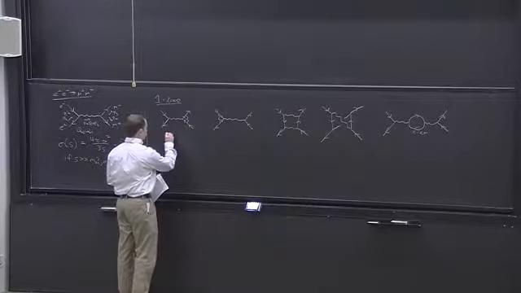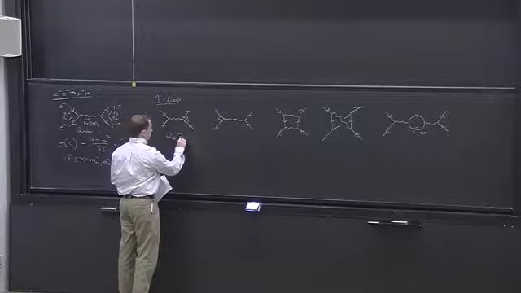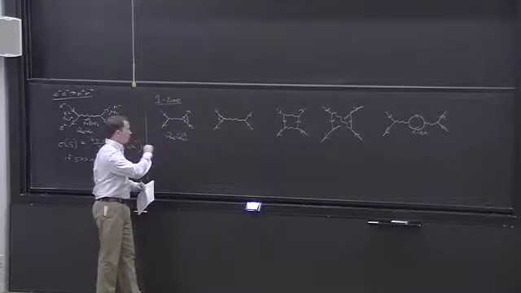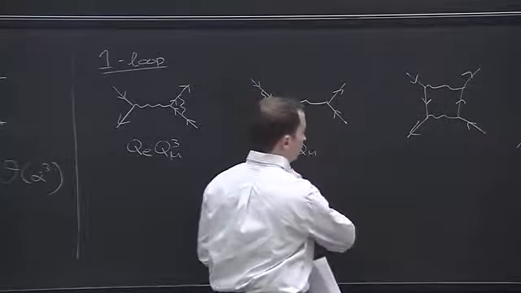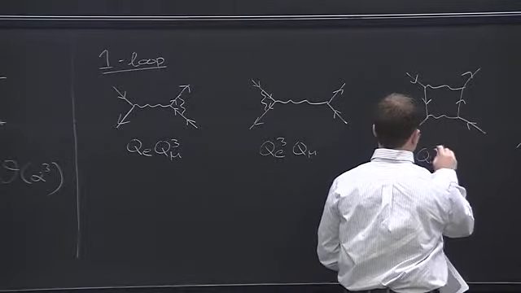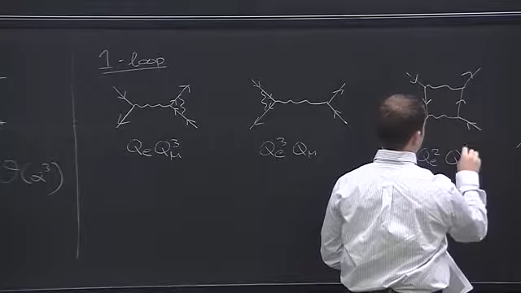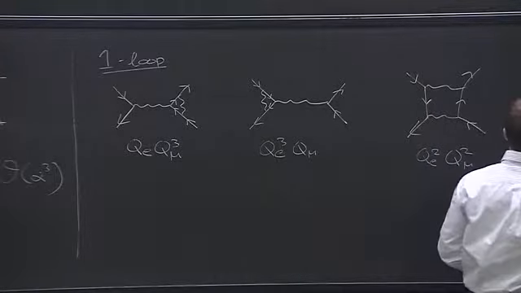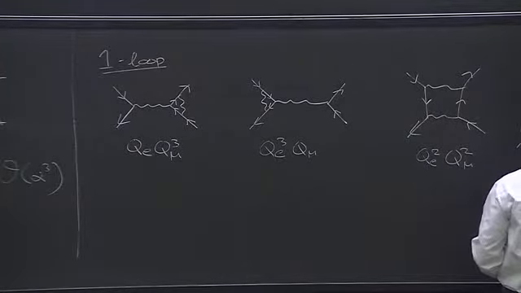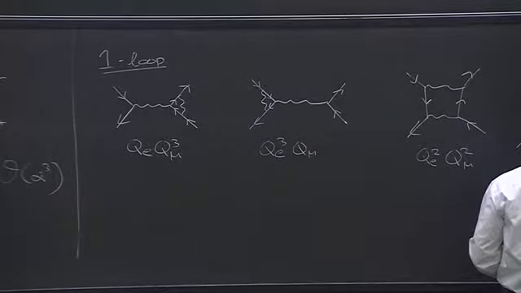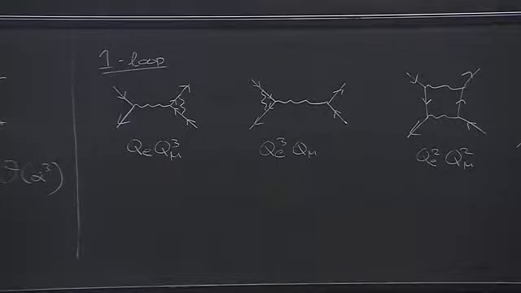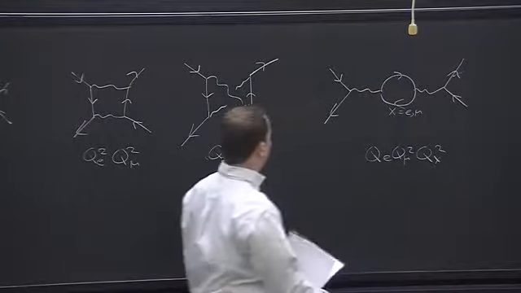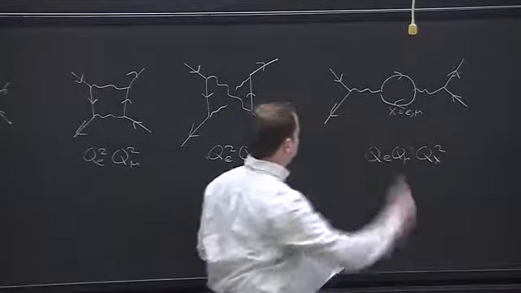So this diagram will be order QE Q mu cubed. This one will be order QE cubed Q mu. This one will be order QE squared Q mu squared. This one will be the same order. And this one will be order QE Q mu squared times QX squared.